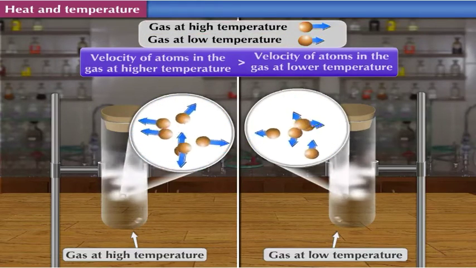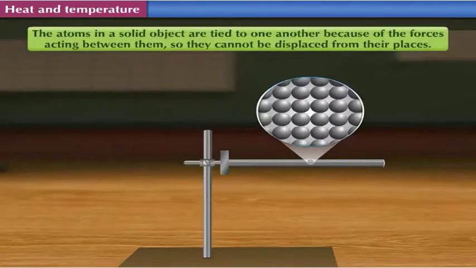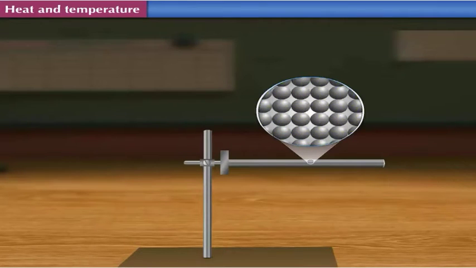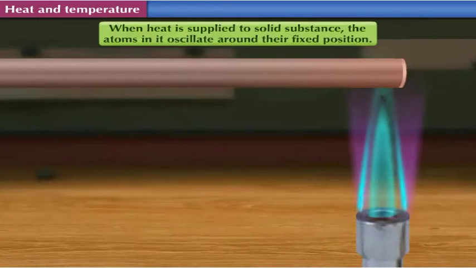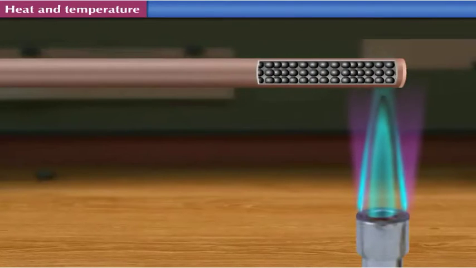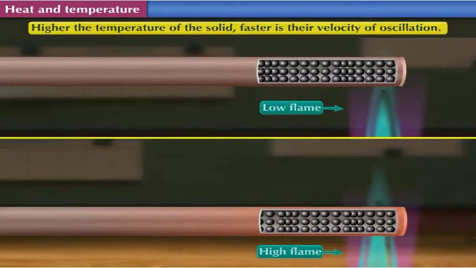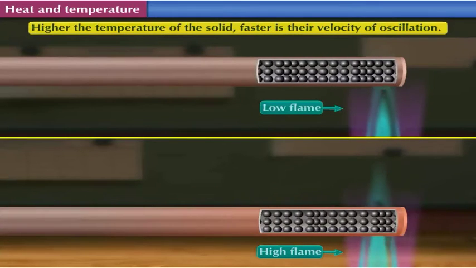Let us now have a look at the motion of the atoms in a solid substance. The atoms in a solid object are tied to one another because of the forces acting between them, so they cannot be displaced from their places. However, when heat is supplied to a solid substance, the atoms in it oscillate around their fixed position. Their velocity of oscillation depends upon the temperature of the solid. The higher the temperature of the solid, the faster is their velocity of oscillation.